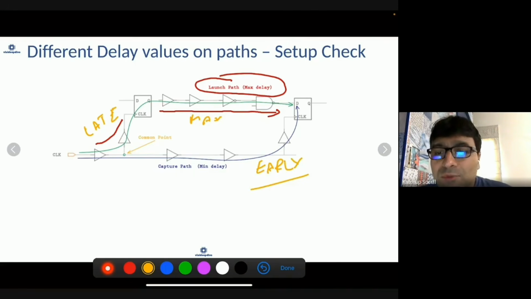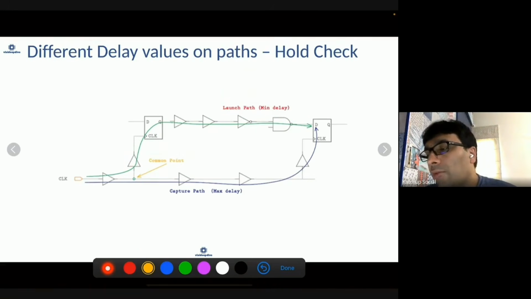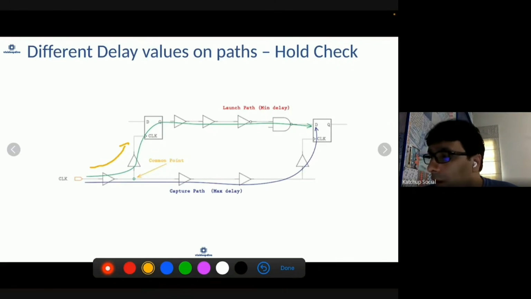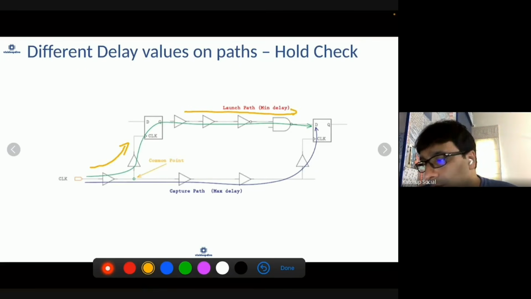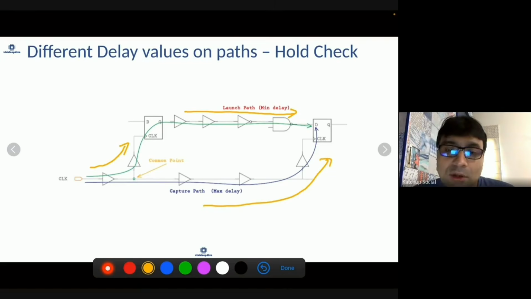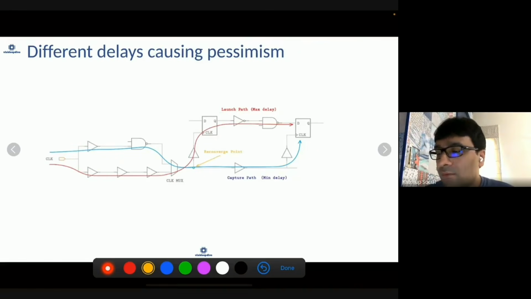And this is how the setup check is made more pessimistic and how the setup check is done. Now for the hold check, it's a minimum delay equation. So you want the launch clock to come as early as possible, the data path to use minimum delay, and the capture clock to come as late as possible. That makes it more pessimistic. Now, even though this is pessimistic, sometimes there can be undue pessimism because of this.